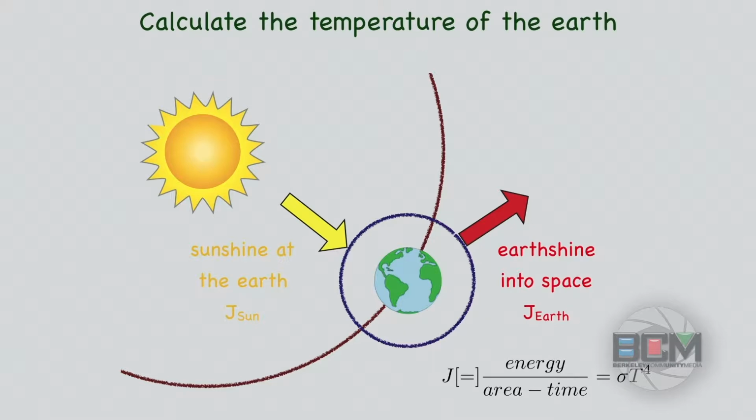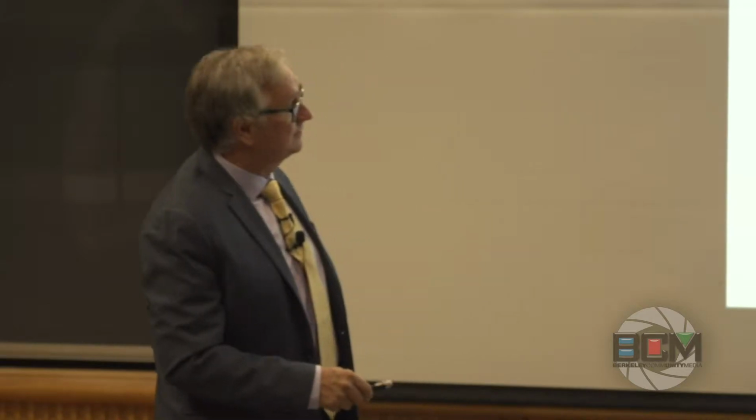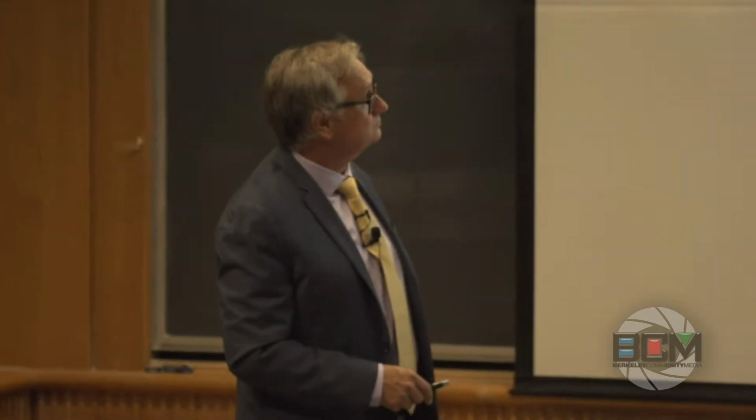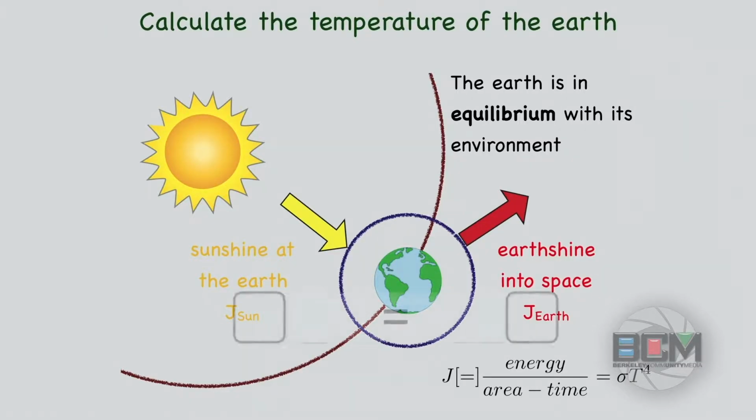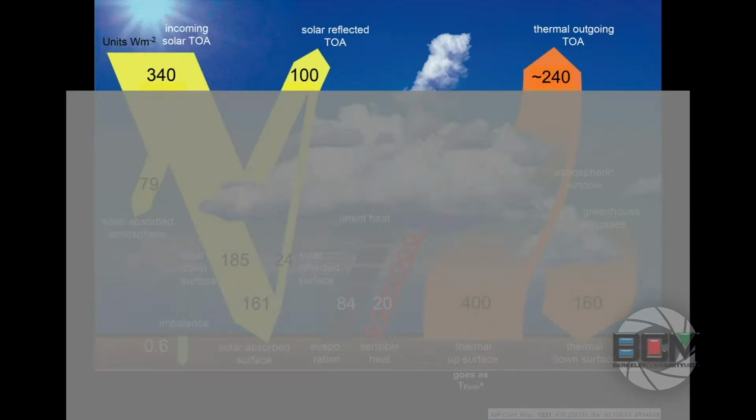And this flux has these particular units, and the amount of flux from the sun onto the Earth goes as the temperature to the 4th power. And our Earthshine into space goes as temperature to the 4th power. The sun is at about 3,000 Kelvin, and the Earth is at about 300 Kelvin. So this is really important, that the Earth is in equilibrium with its environment. The amount of energy we receive is equal to the amount of energy we emit. So let's take a look at the consequences of that for the atmosphere.